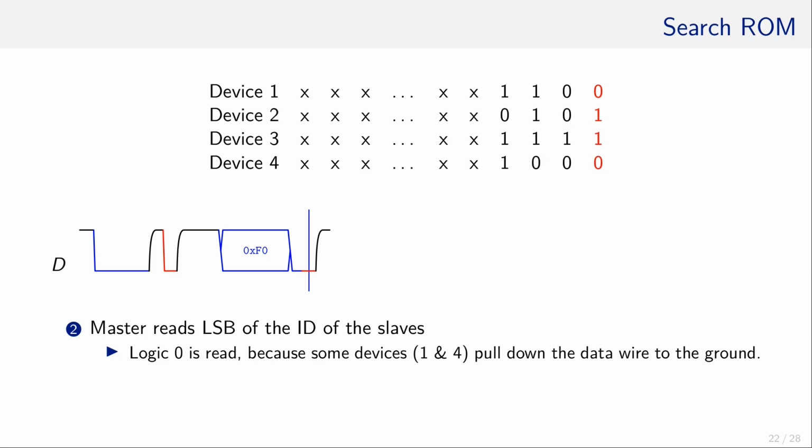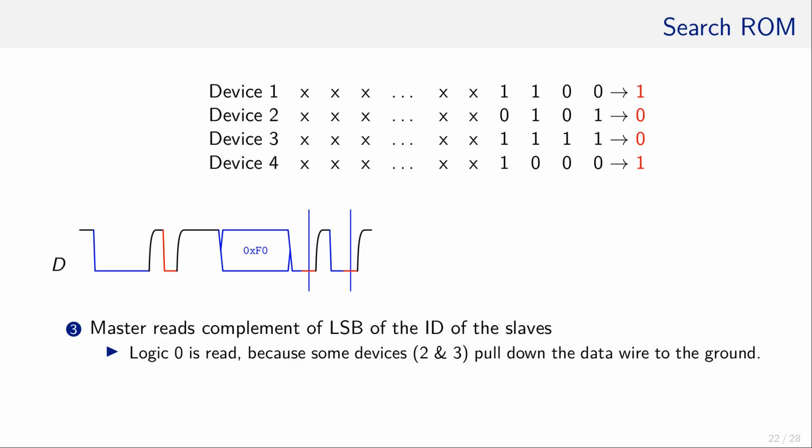Hence, devices 1 and 4 write 0 and pull down the bus to its logic 0 level, while devices 2 and 3 do not do anything since they want to write a 1 to the bus. However, a pull down and connecting the wire to the ground is stronger than the pull-up resistor. Thus, a 0 is read by the master after 15 microseconds. This data is stored in the master.